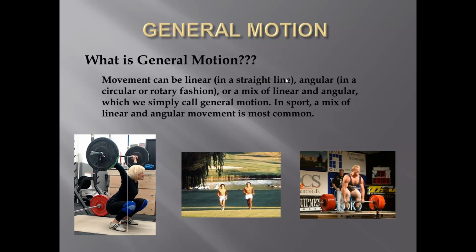So what's general motion? General motion can be linear, in a straight line, angular, in a circular rotary fashion, or a mix of linear and angular, which we simply call general motion. And in sport and in real life, we have a mix of linear and angular movement, which is most common. That's what we call general motion, or normal human movement.